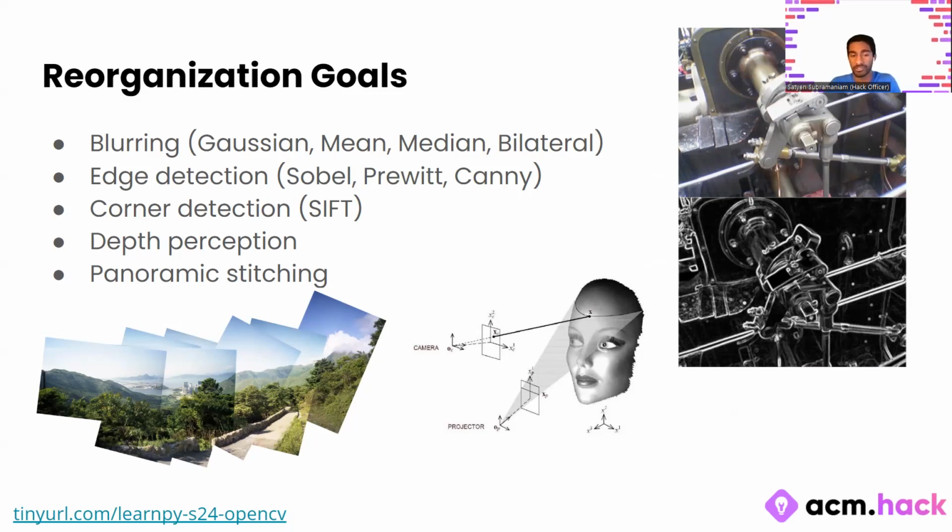You can perform corner detection, which essentially leads into what they call key point detection. And then you can detect objects based off that, as well as depth perception. If you have multiple cameras, you can kind of rederive how deep something in the image is. And then panoramic stitching, kind of like what your phone does when you do a panorama. It takes multiple images and then stitches them together.